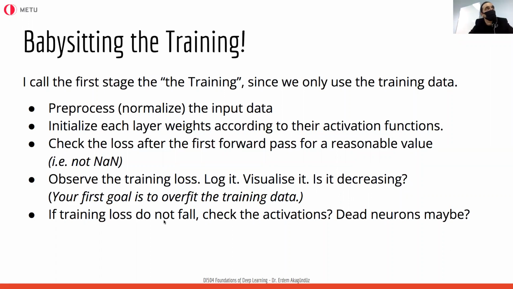If the training loss does not fall, check the activations. Because training loss not falling means blind guy not feeling the slope well. Blind guy not feeling the slope well means the gradients are not backpropagated during the backpropagation algorithm. So the first thing you should check is, are there dead neurons? Are my activations dead? So what you do is you check it.